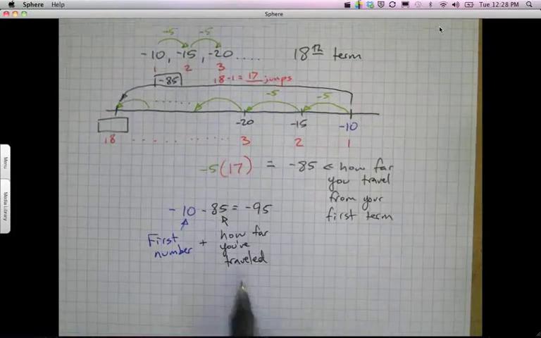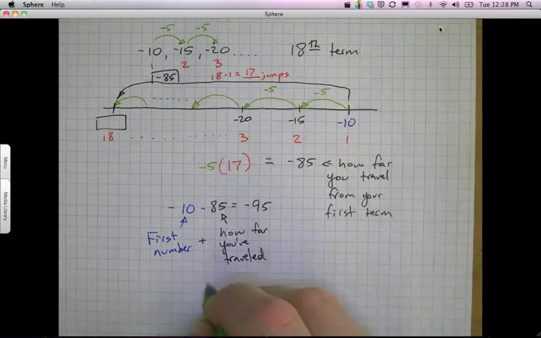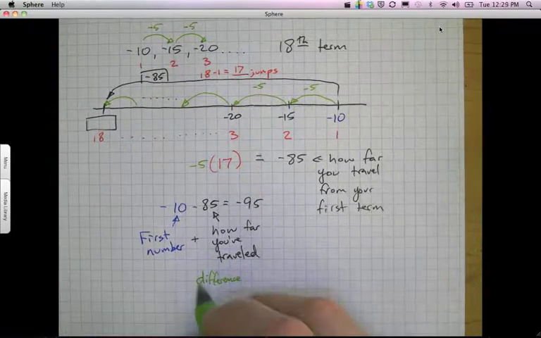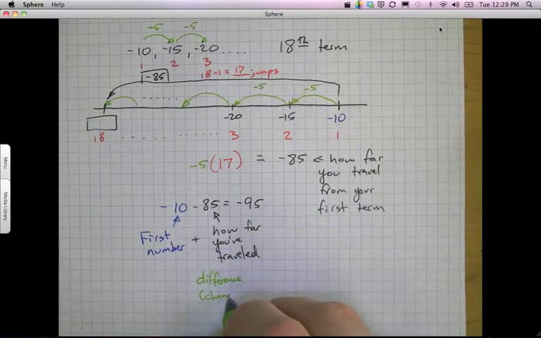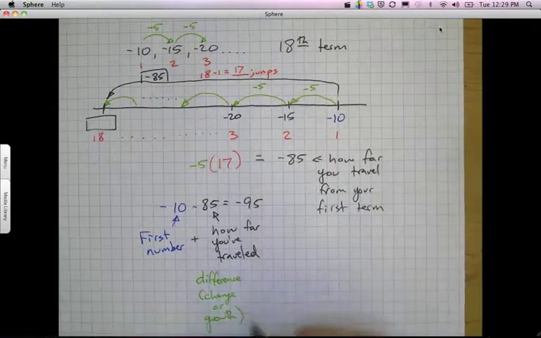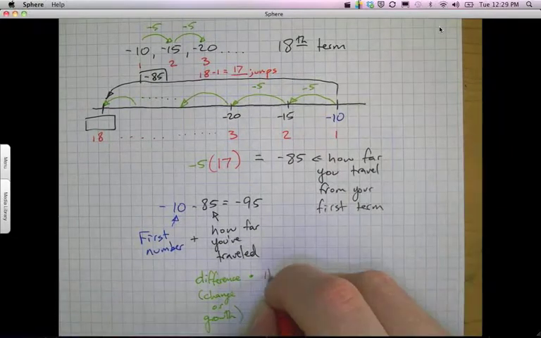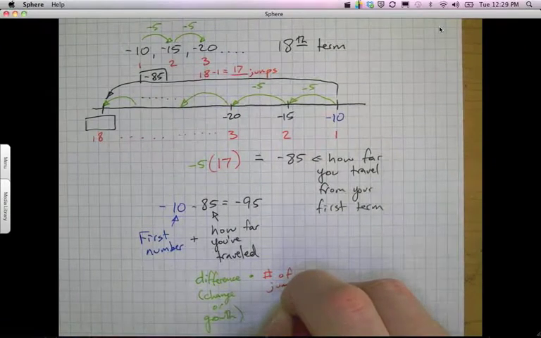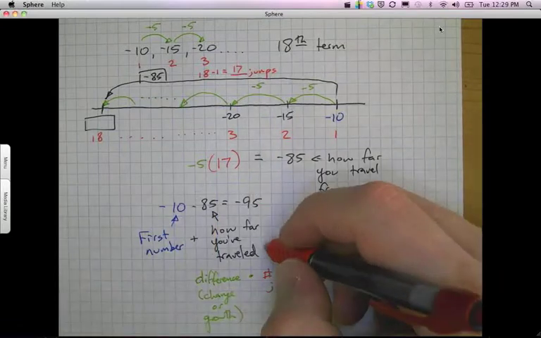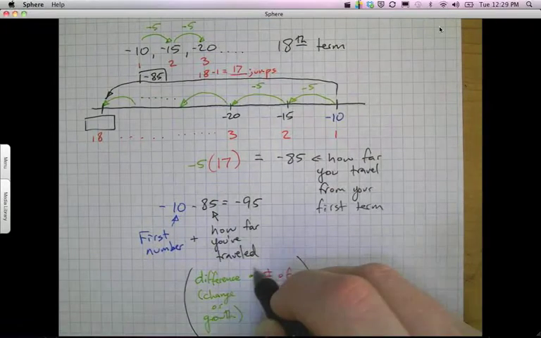And how far you traveled, if you wanted to take that idea and represent it, you would know that it came from your change or your difference. We'll call it the difference for this situation, but it could also be called your change or your growth. And you multiply that times the number of jumps. So those two numbers together, like you can see up here, combine to form how far you've traveled. So I'll put those in parentheses to remind you that those two things basically become how far you've traveled.